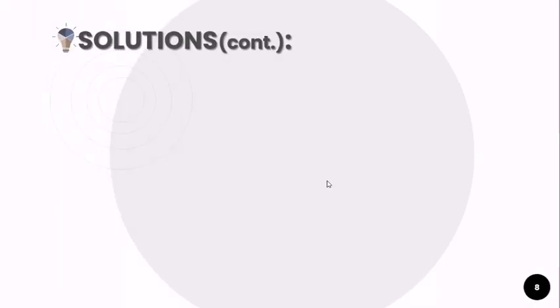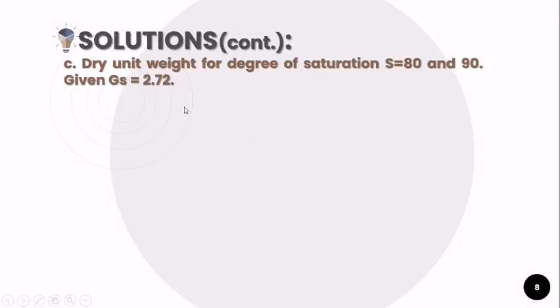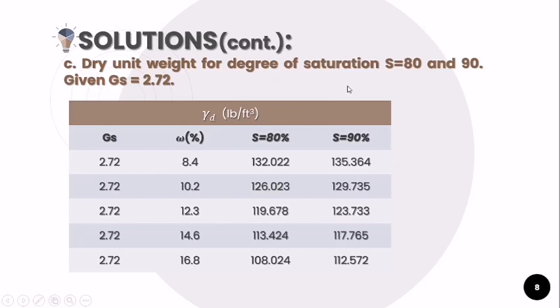In task C, I am tasked to calculate the dry unit weight for degree of saturation, so that we have S equals 80 and 90%. That's the degree of saturation given. We have the given specific gravity that is equal to 2.72. So to work on the problem, I again made a table obtaining the dry unit weight. So I have plotted the given specific gravity with respect to the moisture content.